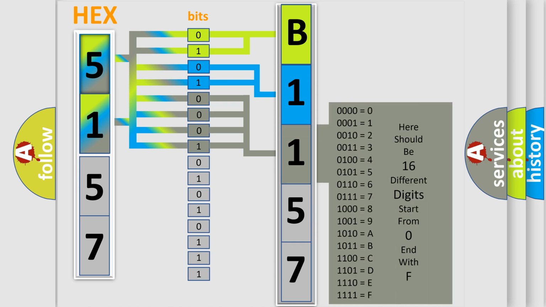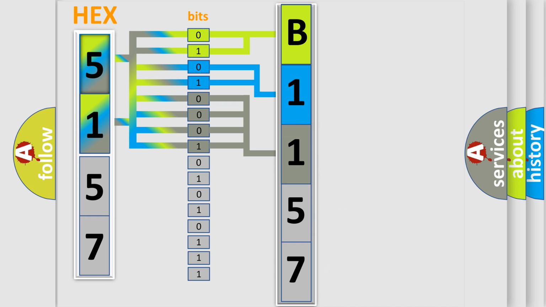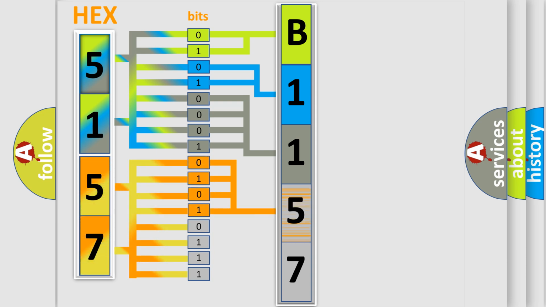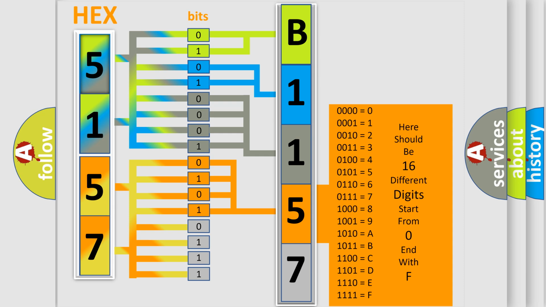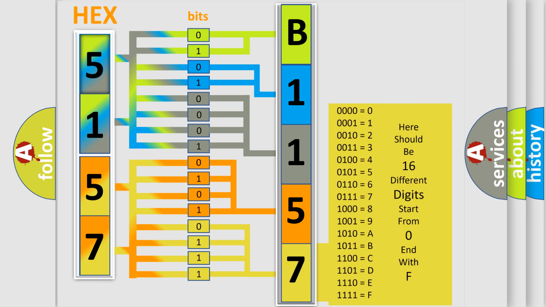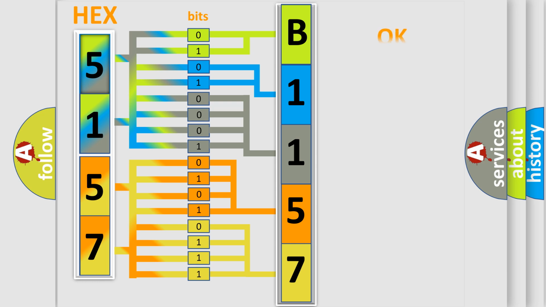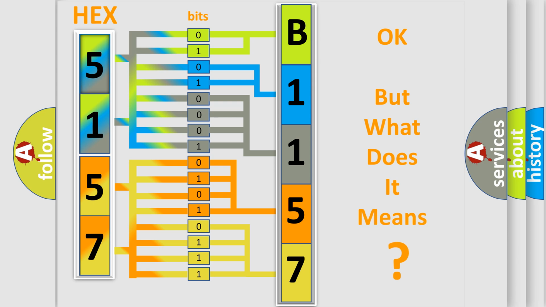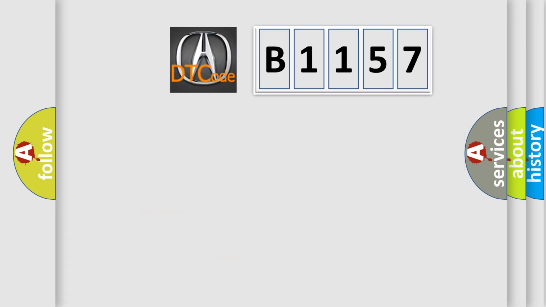The second byte is composed of a combination of 8 bits. The first 4 bits determine the fourth character of the code, and the combination of the last 4 bits defines the fifth character. A single byte conceals 256 possible combinations. We now know in what way the diagnostic tool translates the received information into a more comprehensible format. The number itself does not make sense to us if we cannot assign information to what it actually expresses. So, what does the Diagnostic Trouble Code B1157 interpret specifically for Acura car manufacturers?